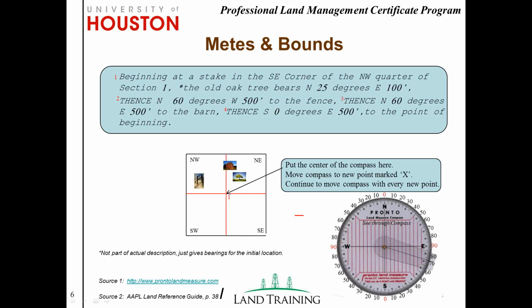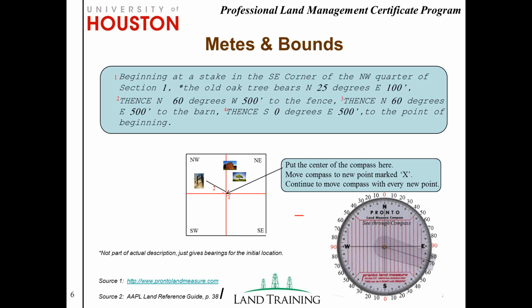And then from there, from this southeast corner of the northwest quarter, I'm going to go north 60 degrees. So again, putting my compass here, north 60 degrees, west 500 feet. So north and west, that's what we're looking for. North 60 degrees is going to be here. 60 degrees west, that's what this is telling me. So I'm going to spin this little thing around, and 60 degrees west is going to be right there, and that is going to be the fence. So that arrow is going to go right there.